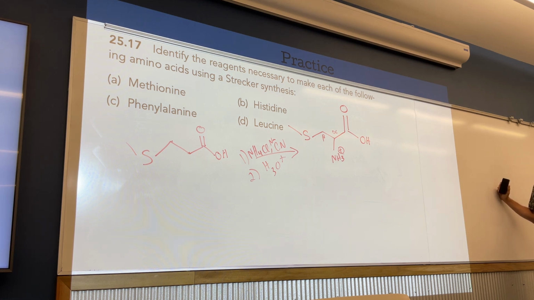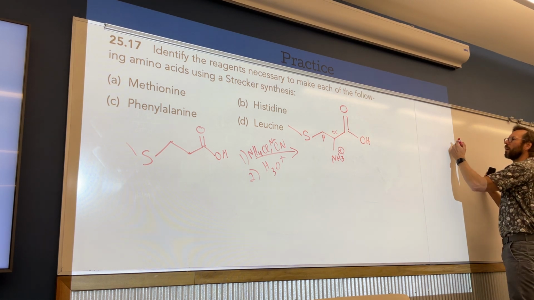So then, for histidine, what's that going to look like? Histidine, I think, is just a hydrogen? No. Oh, what's histidine? That's got a ring, a ring with nitrogen inside of it, like 2 of them.